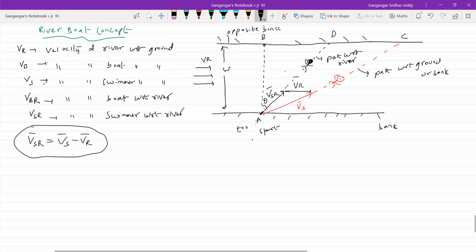Look at this now. The swimmer, when he puts his head into the river, feels he's moving along the path AD. When he lifts his head and looks at the bank, he feels he's moving along AC. Why is that? Because the river current will push him. So what is our question? Shall we take this as drift? What do you mean by drift here? He was pushed along the river current, so that particular quantity will become the drift.